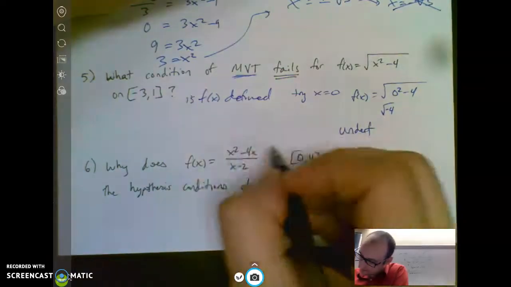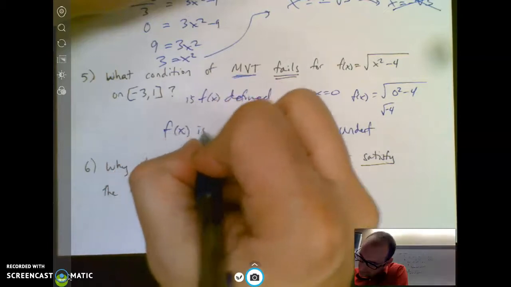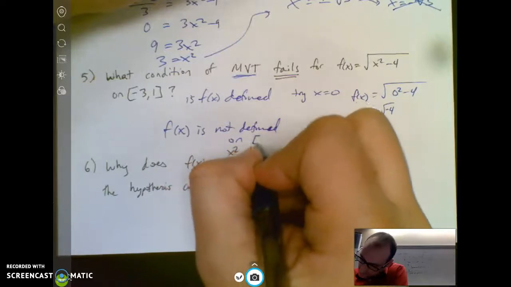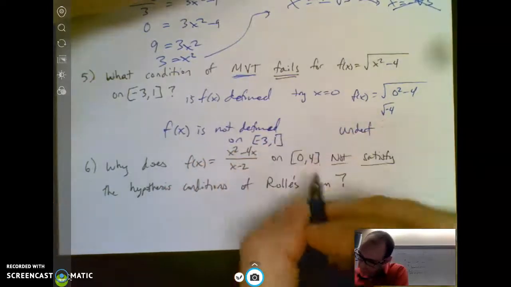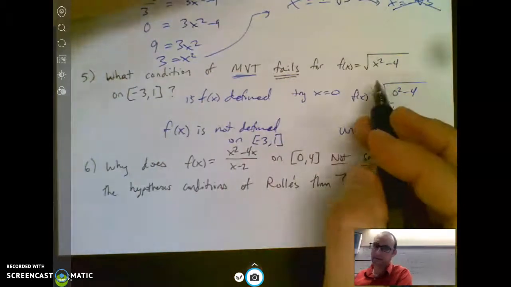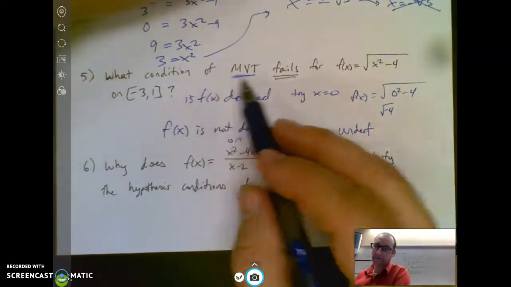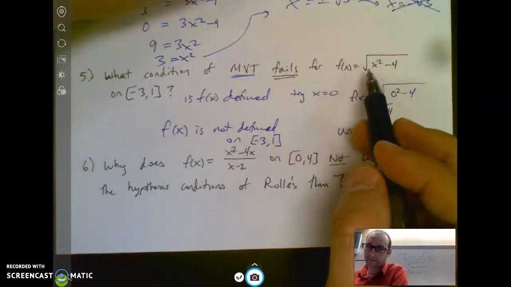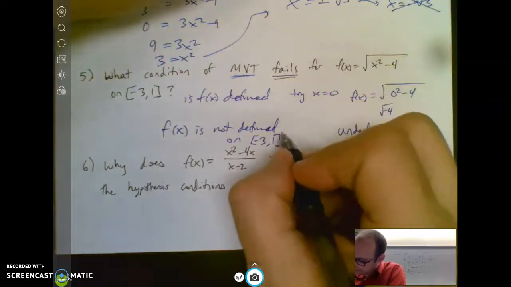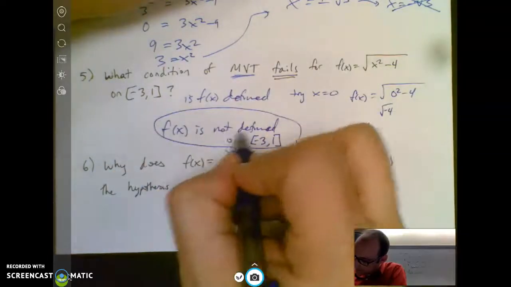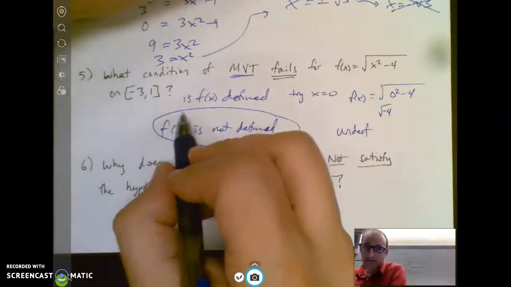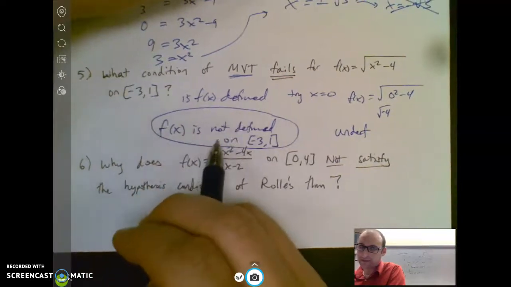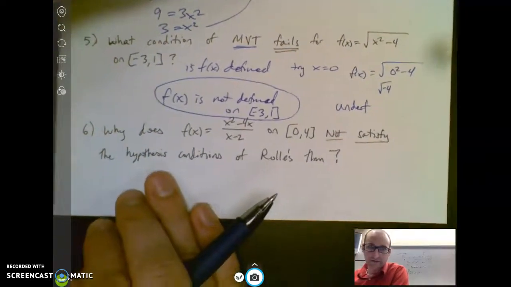So this fails because f of x is not defined on -3 to 1. If you would have plugged a -3 in, it would have worked, because -3 squared is 9. If you would have plugged a 2 in, it would have worked. But you plug a 1 in, or a 0, and it's not going to work. Now, as soon as you find one reason, you don't have to check the other. I bet that f prime is also not defined, but I don't have to check f prime because it already failed. And once it fails once, it fails for good.